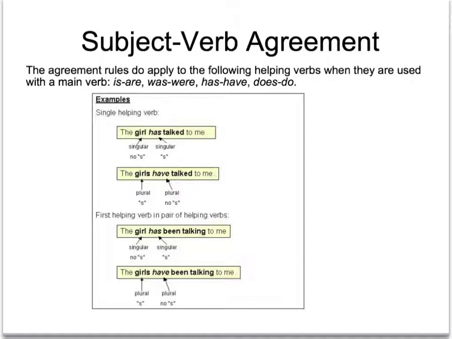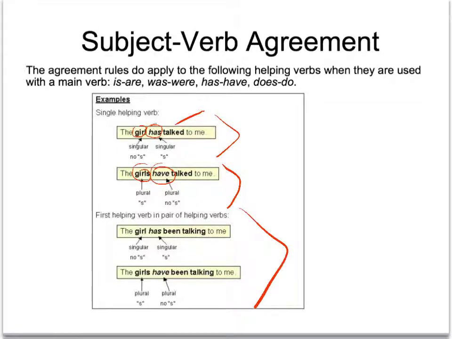On the other hand, if you're using helping verbs that go along with the main verb, then you do have to worry about subject-verb agreement. Take a look at the first example here. The girl has talked to me. Girl is singular, so has also has to be singular. Talked, this is the past participle. It does not change. You just keep it as the past participle. The second example, the girls have talked. Because girls is plural, the helping verb have also has to be plural.